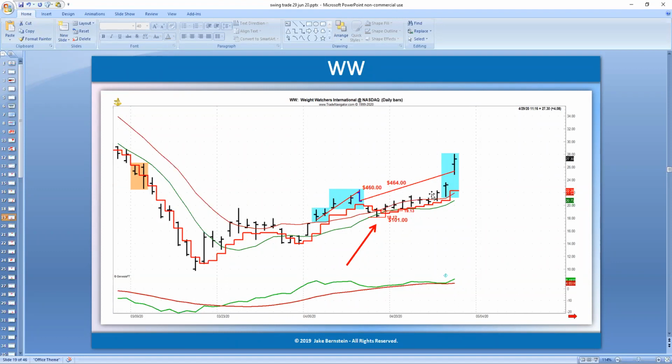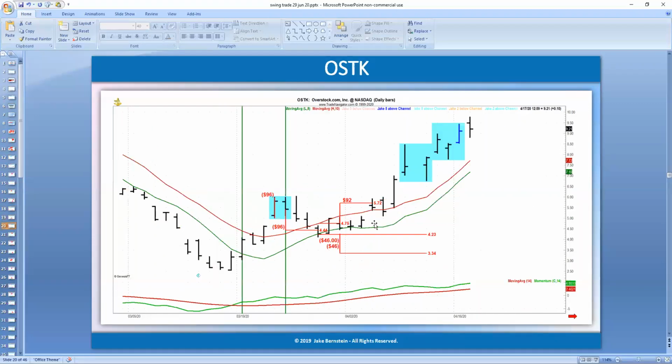So a question that nobody asked. What happens if the green line goes below the red line? Nothing. Because the green line going below the red line, in other words, momentum going below its moving average, is meaningless unless it's accompanied by 2 consecutive bars below the bottom of the channel. So let's do this. Let's look at another one.